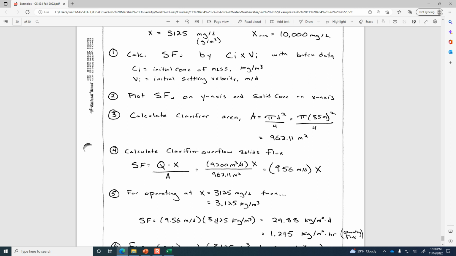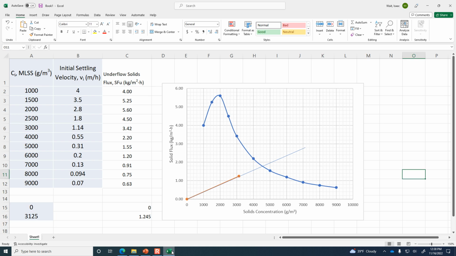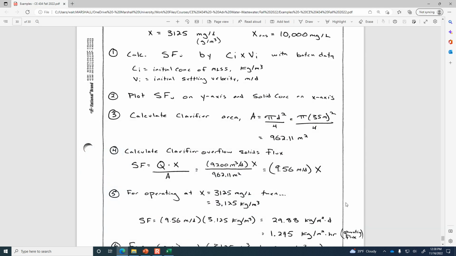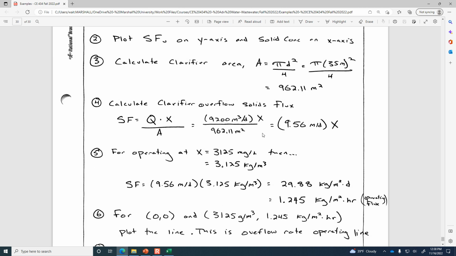If we have a concentration of 3.125 kilograms per cubic meter and 9.56 meters per day, that gives me the units in terms of days, but for me to be able to graph this on the curve that we came up with, which had units of hours, I just divided by 24. I think I jumped straight to the point, which was that it was in units of hours. But you do have to make that time conversion.